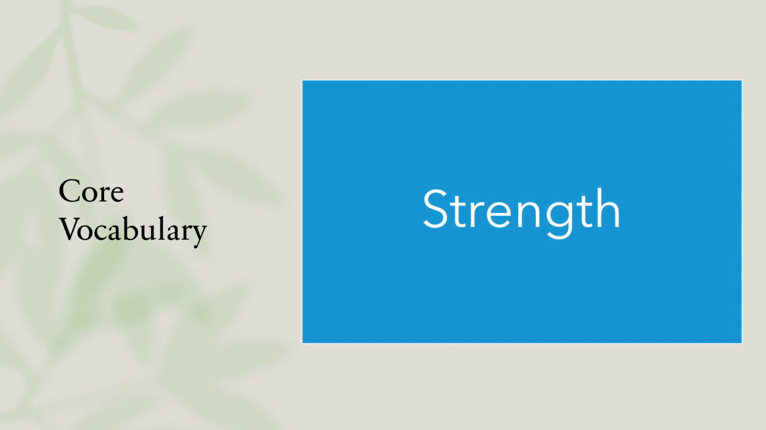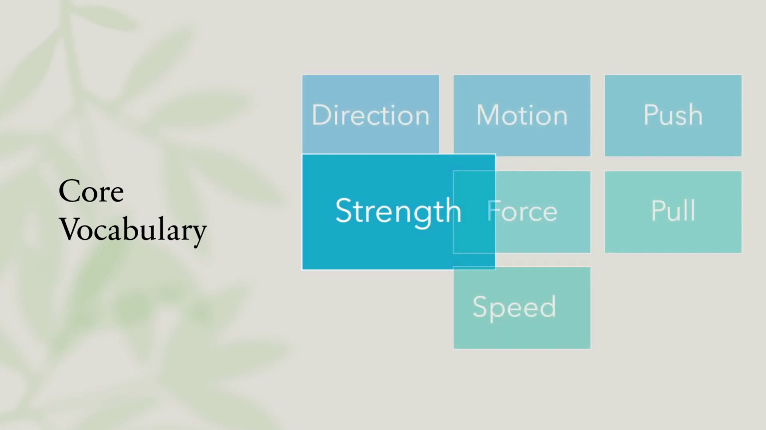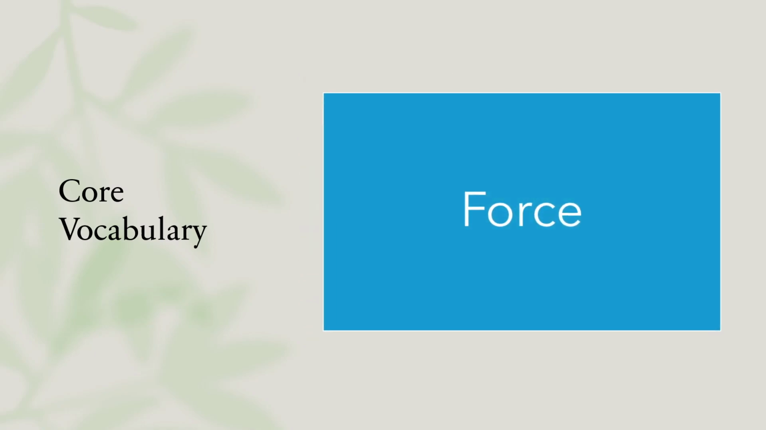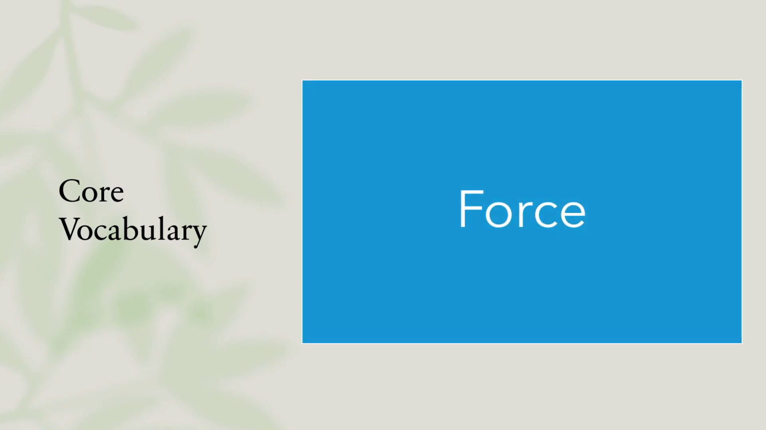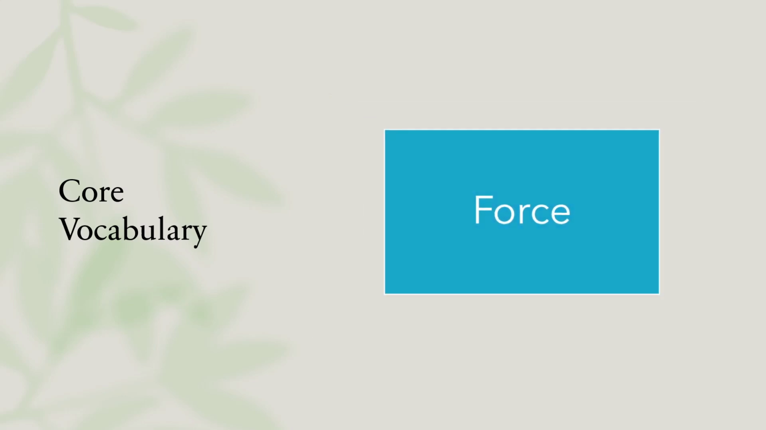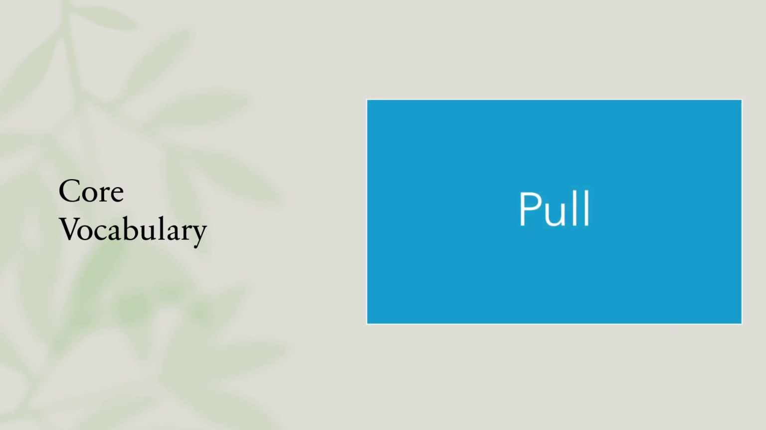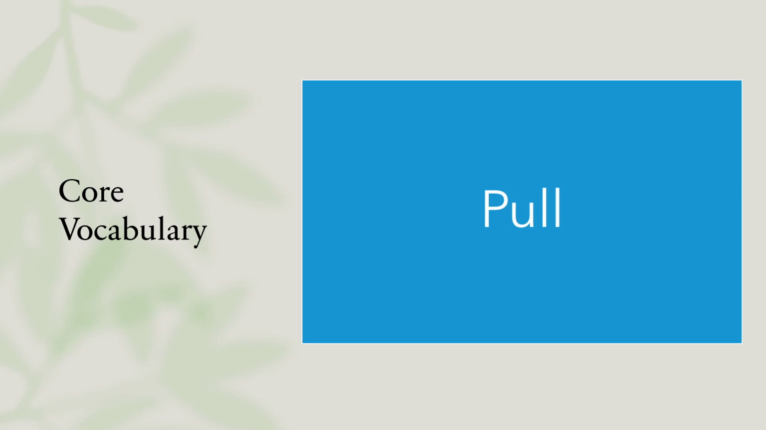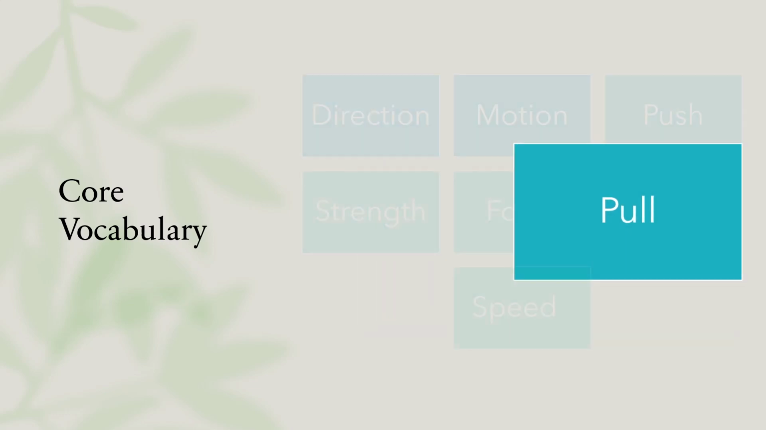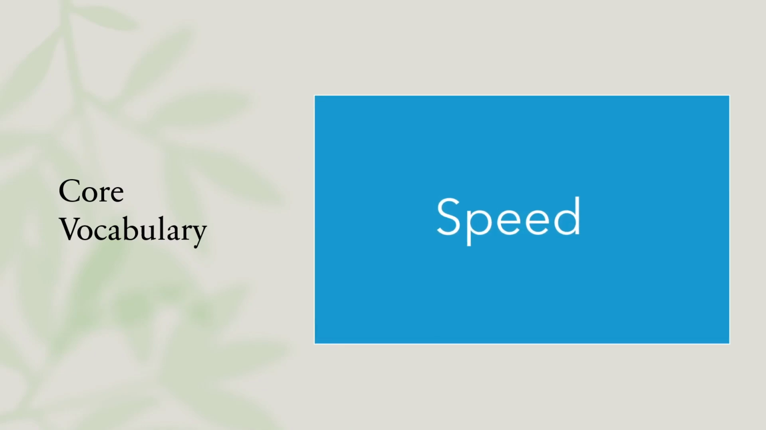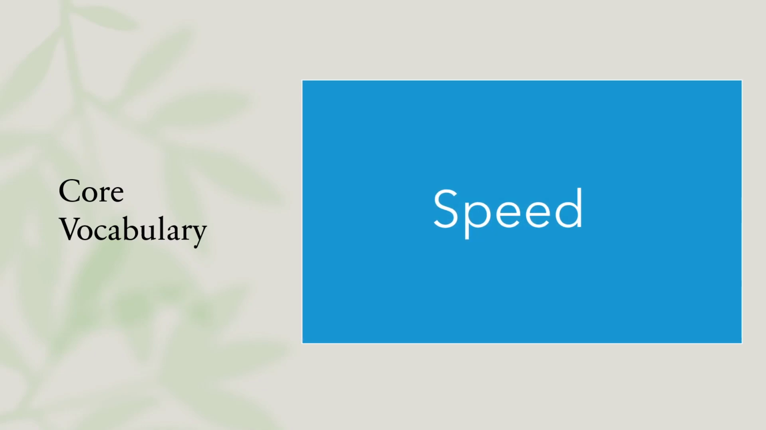Strength, noun, means the amount of force applied to an object. Force, noun, it means a push or a pull. Pull, verb, means the application of a force with the intent to move something toward the source of the force. Speed, noun, this means the rate at which something moves.